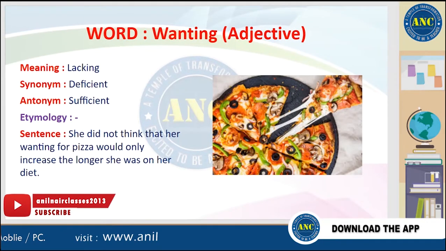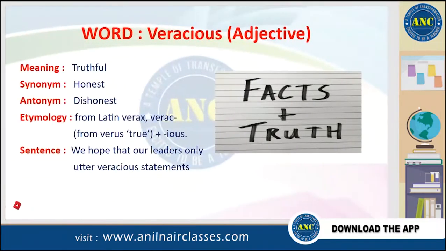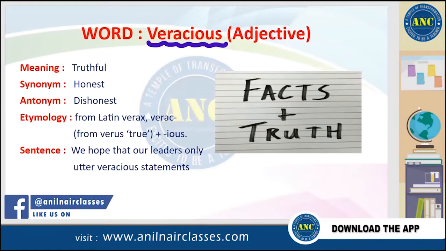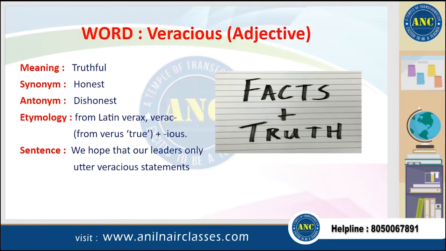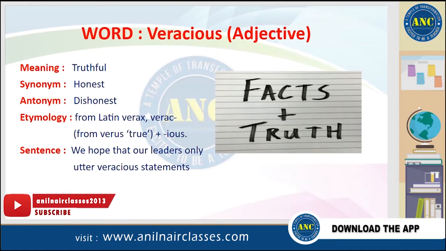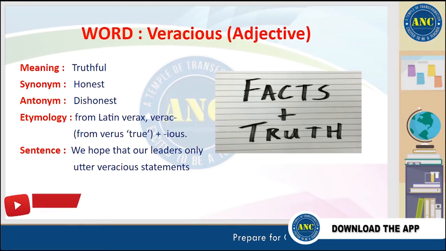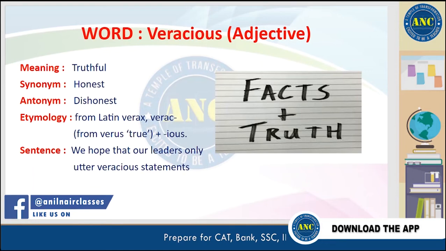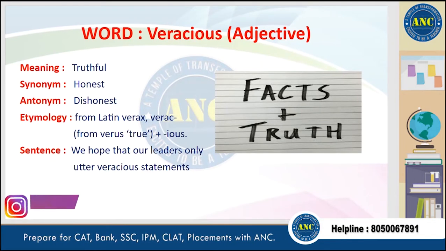Moving on to the next word, veracious. Veracious means truthful. A synonym is honest and an antonym is dishonest. It is derived from the Latin word which means true. A sentence is, we hope that our leaders only utter veracious statements.